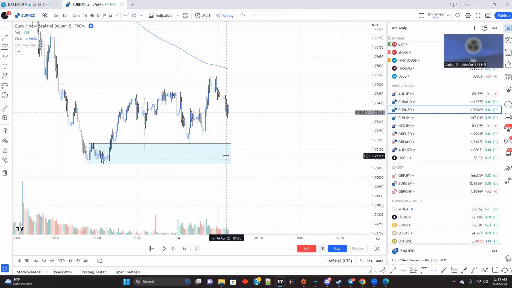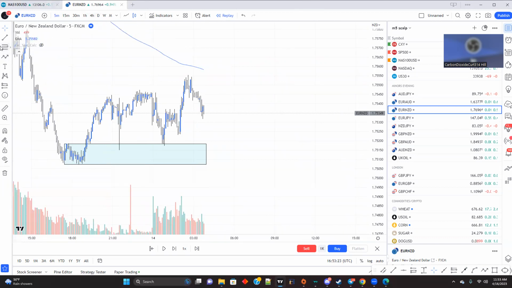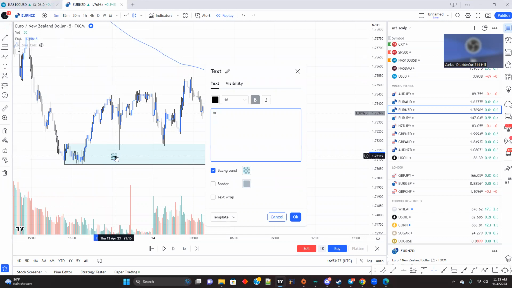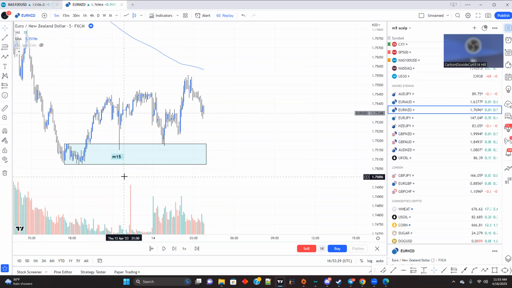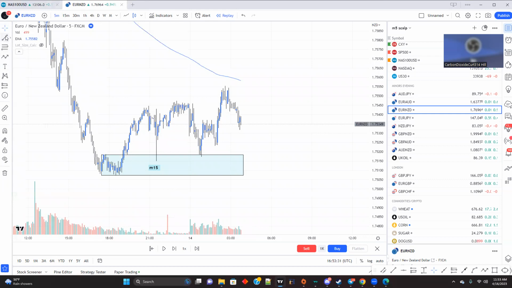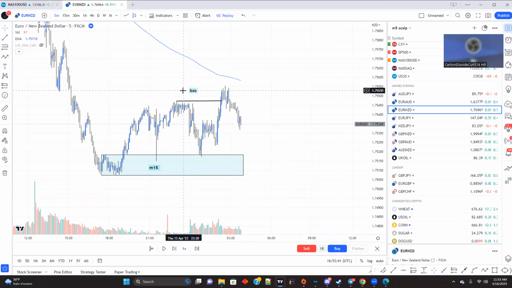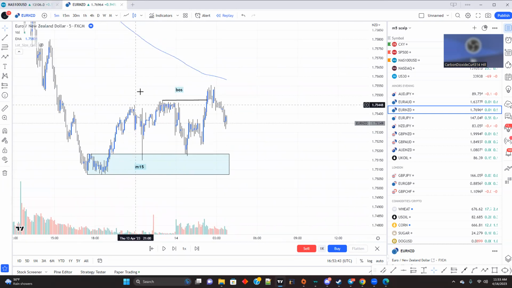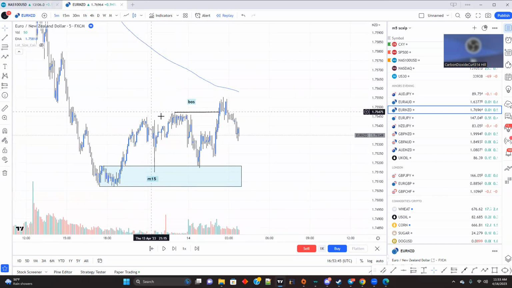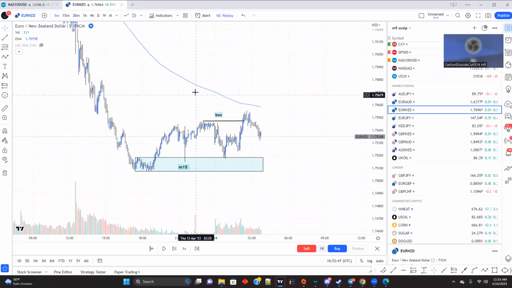So we know that this is an M15 demand. Where is the M5 demand? Matter of fact, let me put that right there so it won't confuse you. M15. So we know that's M15. And on top of that, we got a breaker structure right here. Remember, if you don't understand all this, refer back to the videos. So we got a breaker structure right here. So this is telling us price wants to push up to the upside.